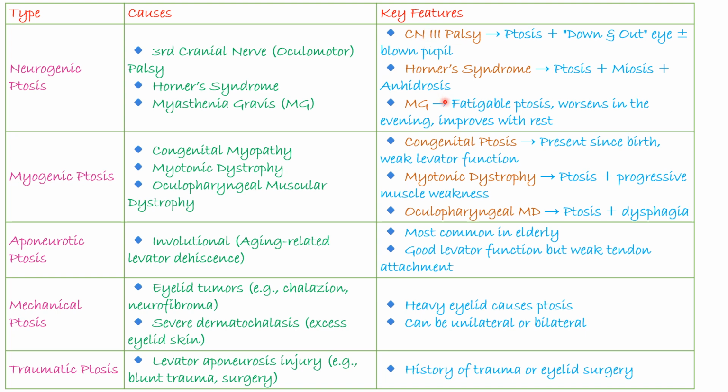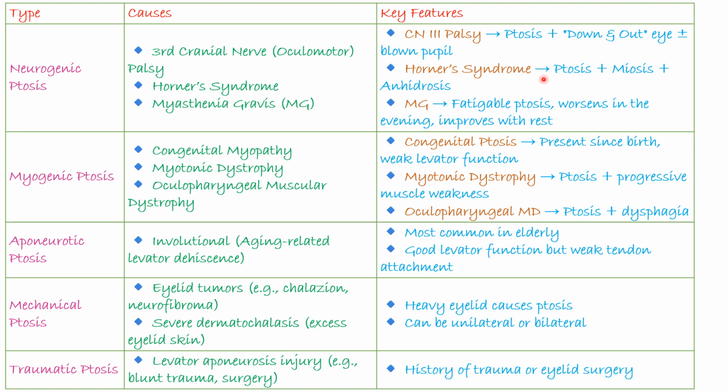So the key features of each one of them: in cranial nerve 3 palsy, you will have ptosis. You will also have the eye deviated downwards and outwards, and the reason behind this is because oculomotor also supplies four out of six of the extraocular muscles. So the two which it does not supply usually do downward movement of the eye, that is the superior oblique, and outward movements of the eye, that is the lateral rectus. We can also have a blown pupil. I have a video on cranial nerve 3 palsy. You can go and watch it.